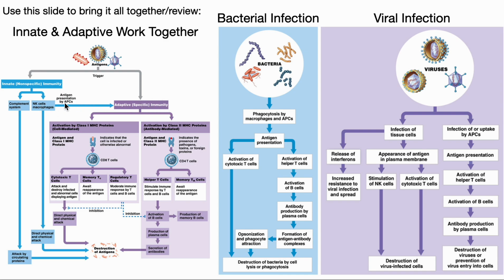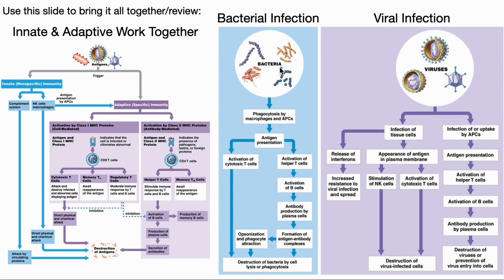Notice there's the NK cells and macrophages of our non-specific immunity, but they are antigen presenting cells. So they'll chew up anything, but then they can showcase those antigens via MHC2 proteins to our adaptive immune system, where we can get activation through MHC1 and MHC2, and then you can walk yourself through the flow chart of what happens with that activation. And then over here, we can also see how we might go after a bacterial infection versus how we might go after a viral infection.